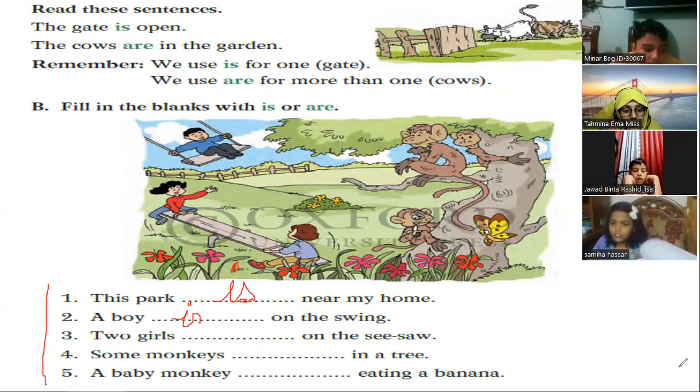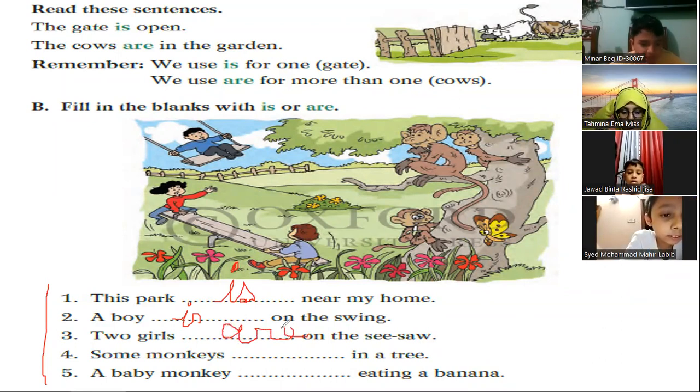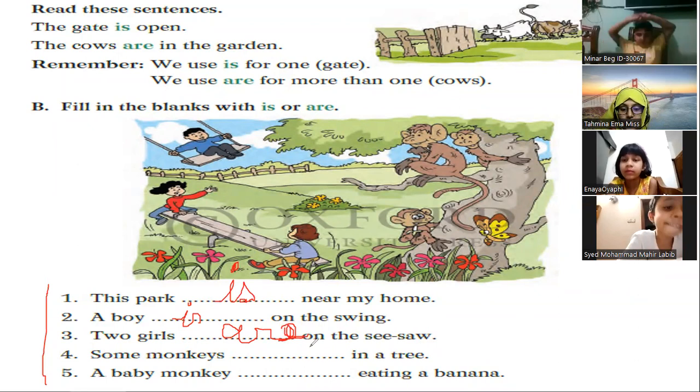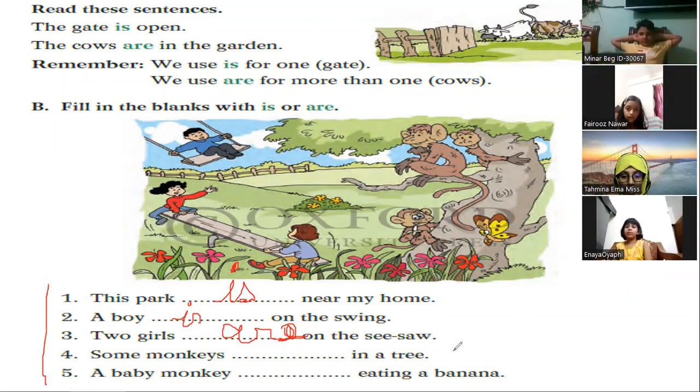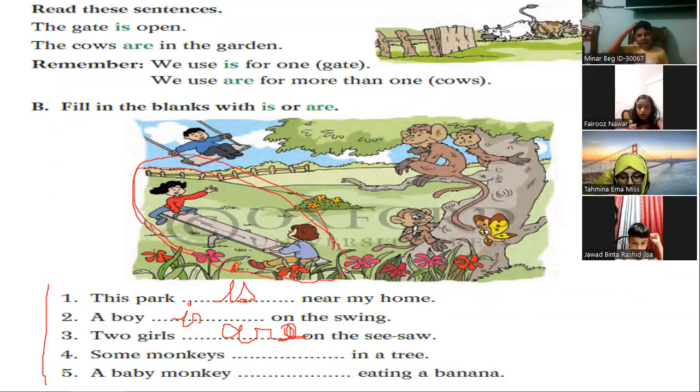Check out the spelling, Minar. Swing goes with S-W-I-N-G, not S-W-I-M. Miss, can I say? Yes, two girls are on the seesaw. It's called a seesaw, two girls on the seesaw.